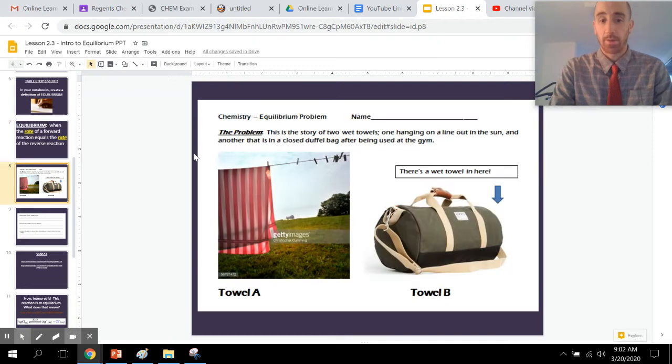Let's look at a quick thought experiment. Take a minute, read this problem, okay? This is a story of two wet towels. One is hanging on a line out in the sun, and another wet towel is stuffed in your duffel bag after being used at the gym. So towel A is wet, towel B is wet, but towel A is hanging up on a line, whereas towel B is zipped up in this duffel bag. So think about that, okay?